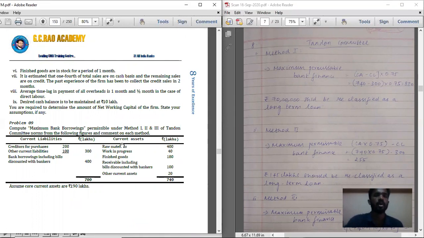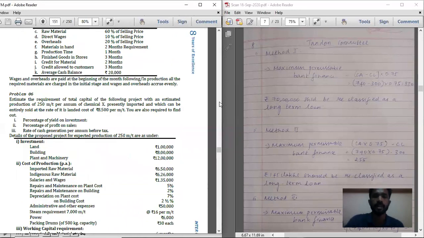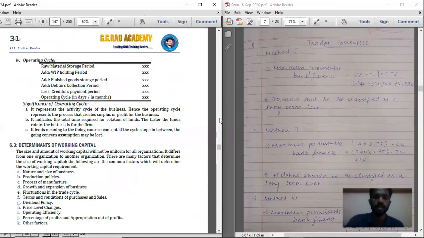Here, what they are asking in problem number 9 is to understand the Tandon committee and answer the question based on it. So first we should have basic knowledge of the Tandon committee. While taking theory itself, I explained the Tandon committee to you, but we'll see it one more time.